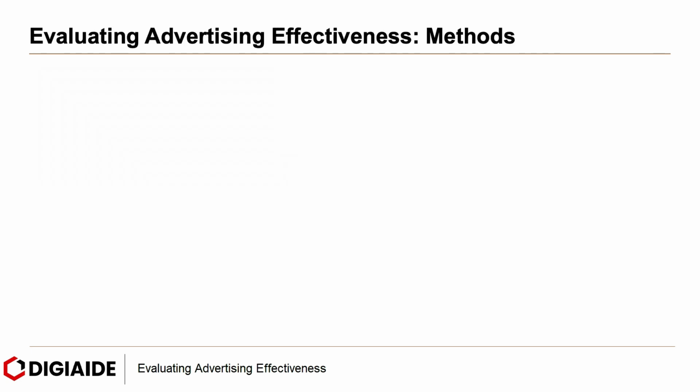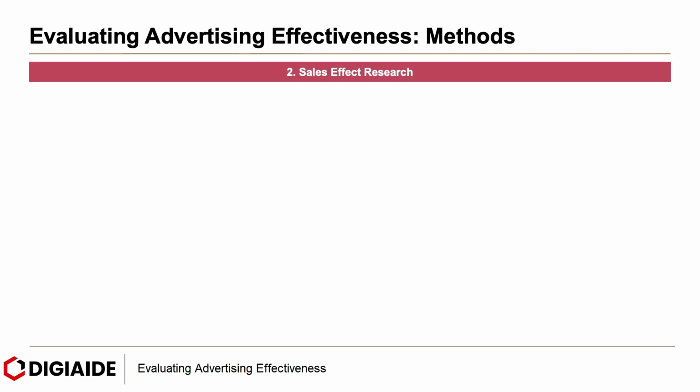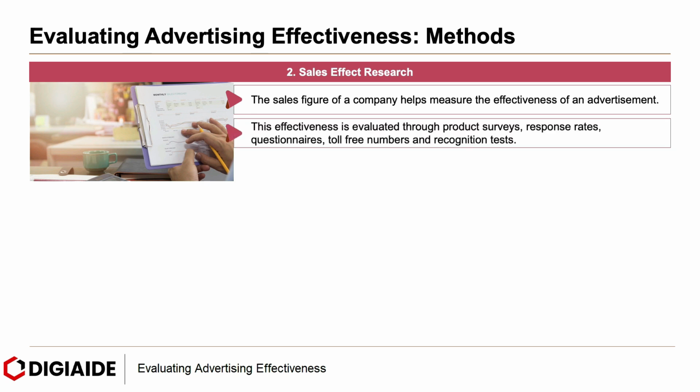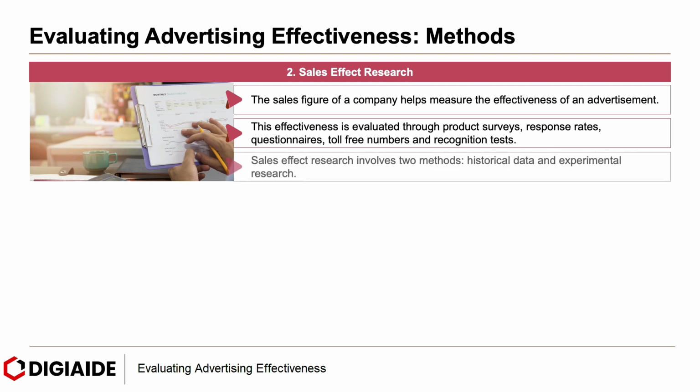Next method for evaluating advertising effectiveness is sales effect research. The sales figure of a company helps measure the effectiveness of an advertisement. This effectiveness is evaluated through product surveys, response rates, questionnaires, toll-free numbers, and recognition tests. Sales effect research involves 2 methods: historical data and experimental research.